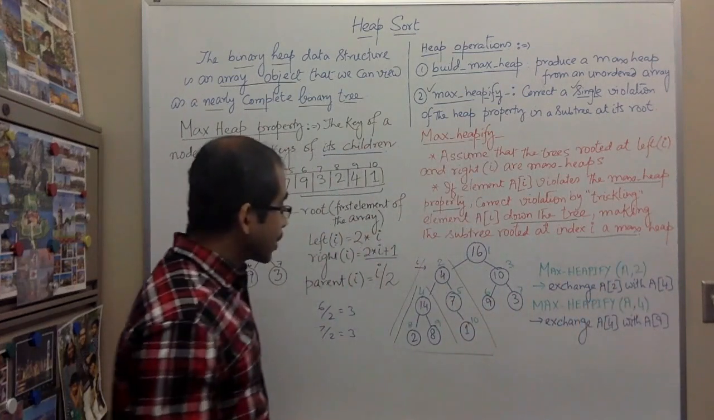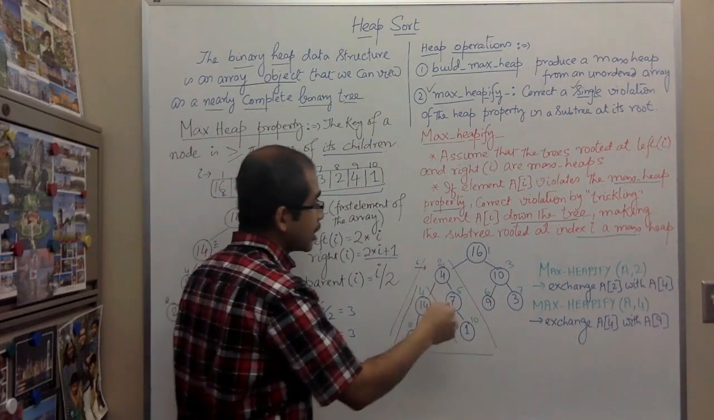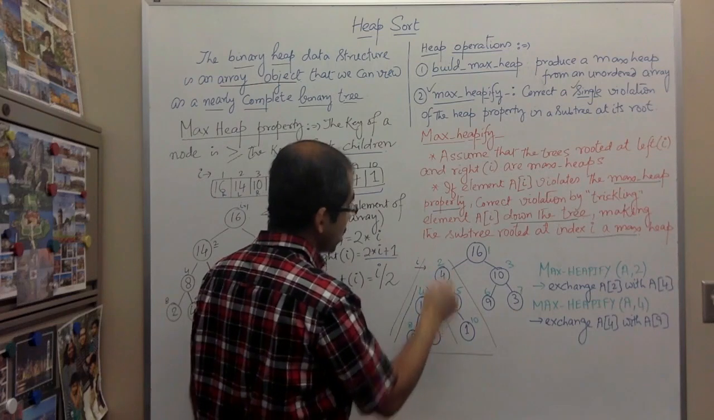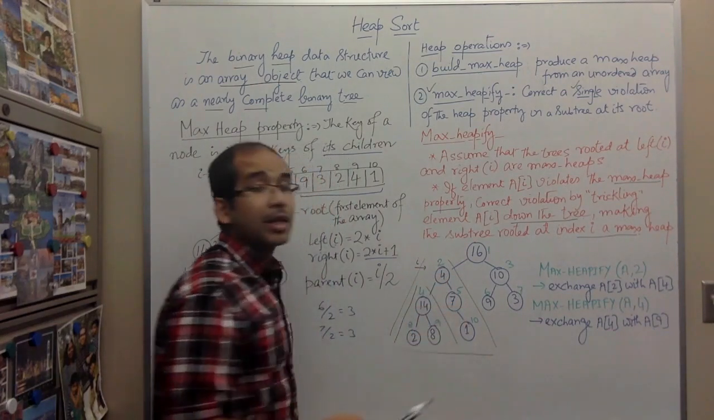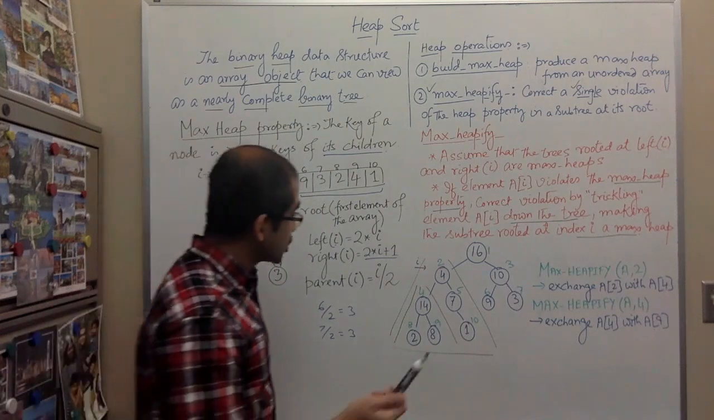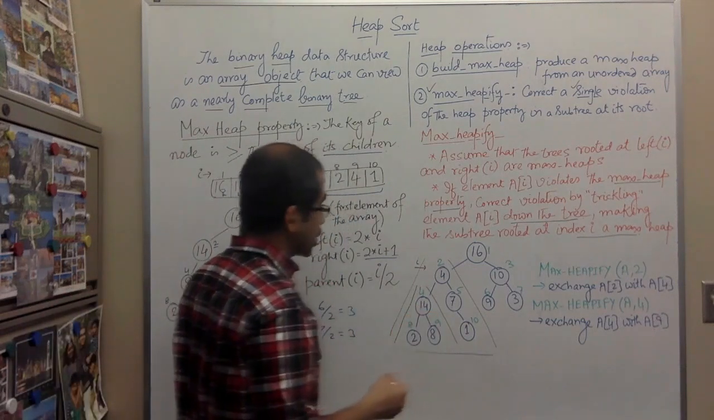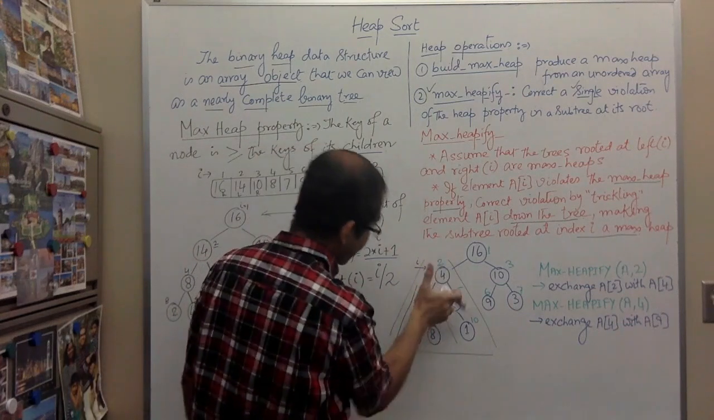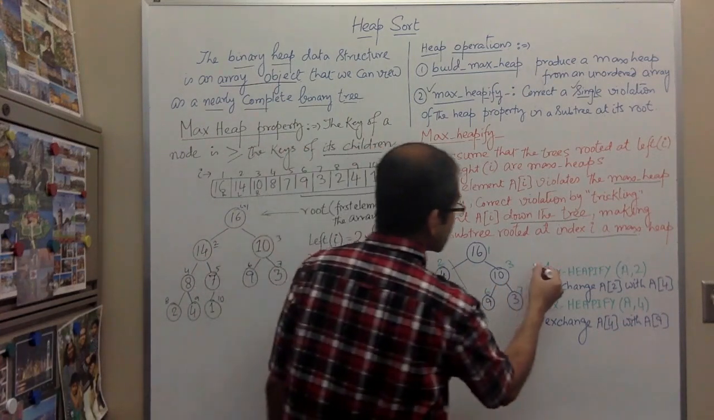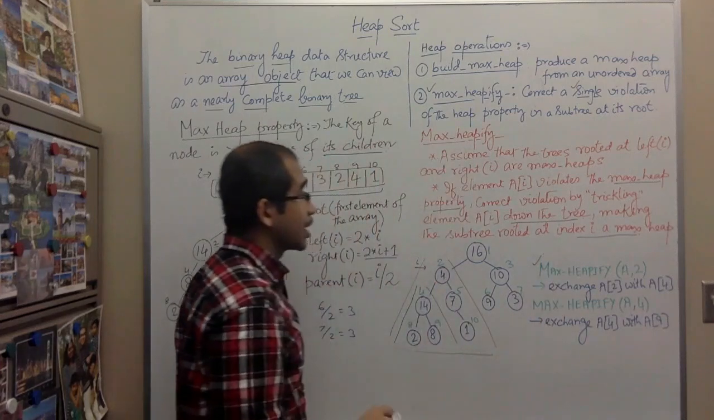What does it mean? It means that among the root in this subtree, the root, left child, and right child, you find the largest element. What is the largest element? The largest element is 14. So then I exchange 4 and 14, swap them. This operation is called max heapify.